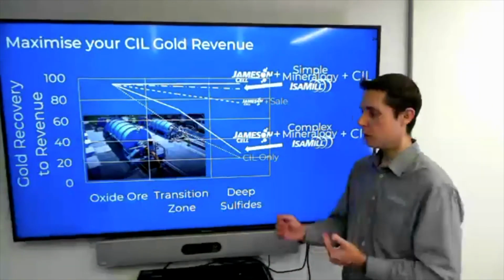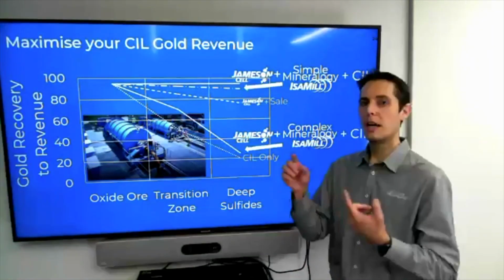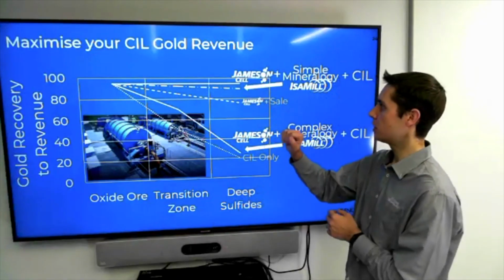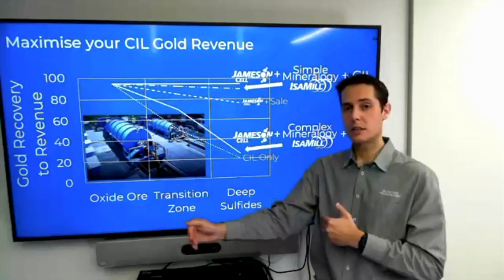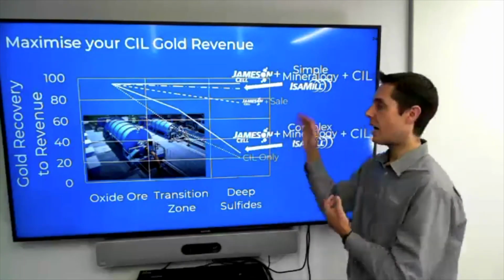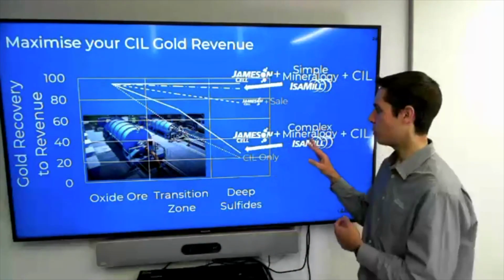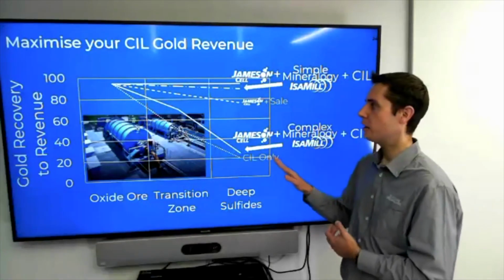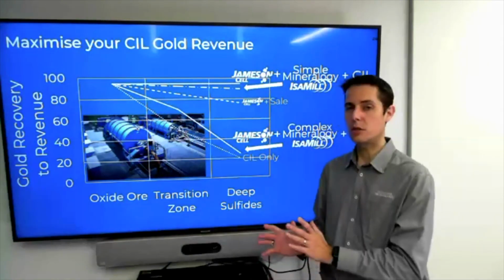And so that's where first we look at implementing the IsaMill. We want to look at fine grinding and being able to access the gold, liberate it, to be able to access it through the CIL. So if we consider that could actually be, as Sarah highlighted, it all depends on how the gold is hosted. The IsaMill may be enough to access it before it goes into the CIL. But if we have more complex mineralogy or how the gold is hosted, the IsaMill may not be enough. We may not be able to get that high recovery with just fine grinding alone.